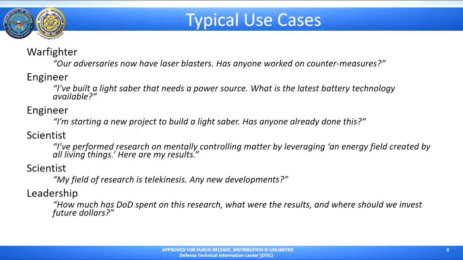I'm just going to jump to the next slide. So typical use cases for people coming to DTIC: a person out in the field, a warfighter at a combatant command, may say, our adversaries have developed laser blasters. Are there any countermeasures that have come out of the labs that we could use to address this? An engineer may have said, I've built a lightsaber, and are there any power sources or batteries that the labs had developed that might power this thing? Another engineer may say, I'm about to build a lightsaber. Has anyone already done this? Can I build upon it? Can I improve on what they've done?